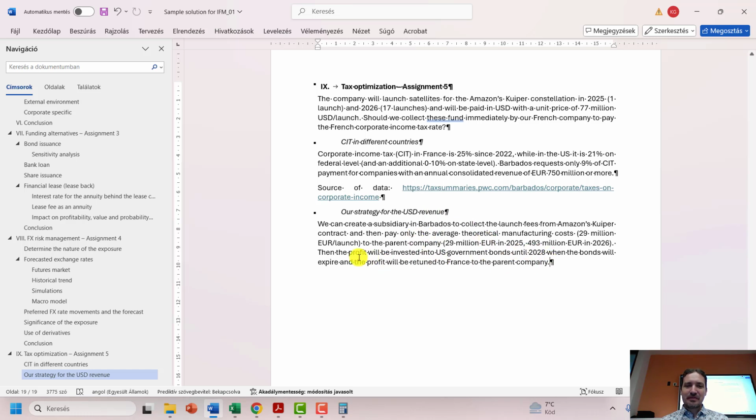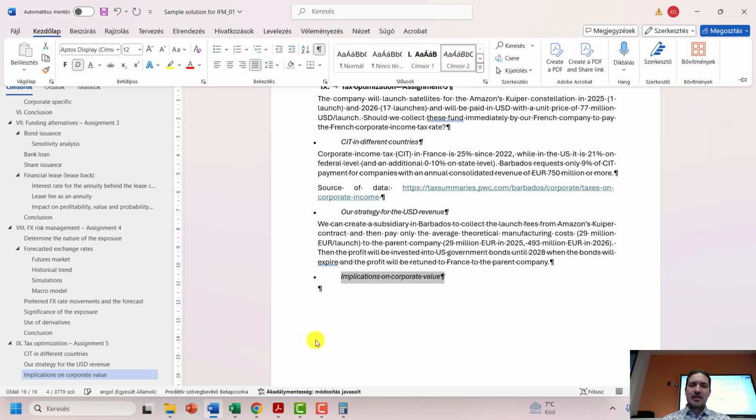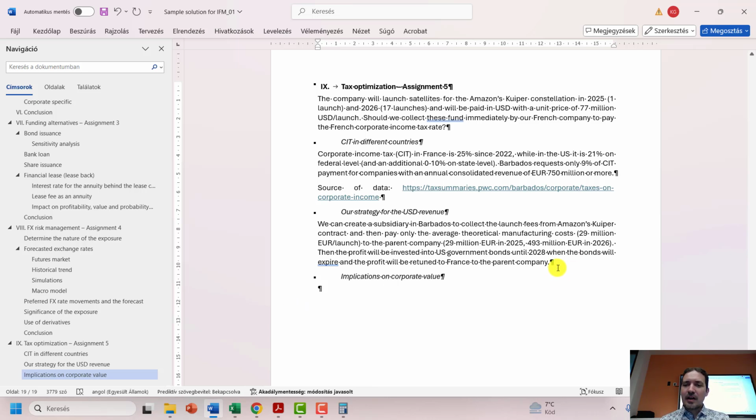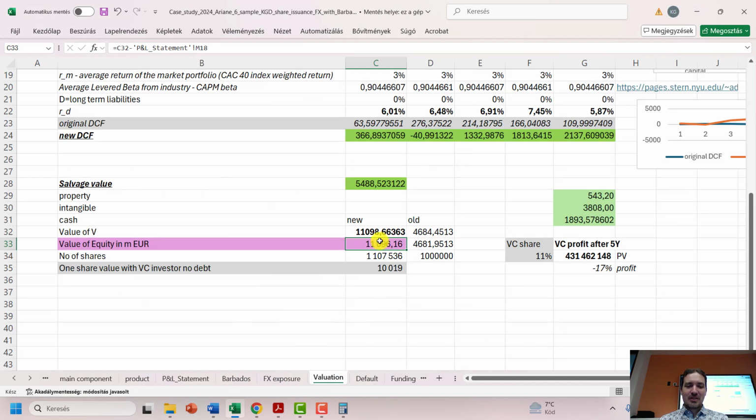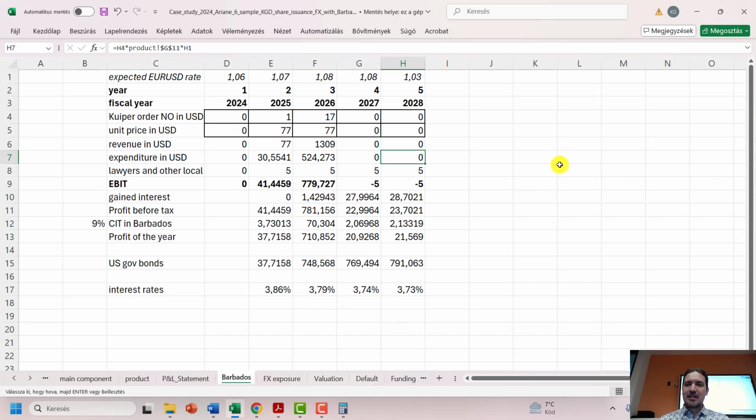Okay, so our strategy for the US revenue. We have this. And after that, let's see the implications on corporate value. So if we are just checking valuation, what is happening here? Value, sorry, with Barbados.